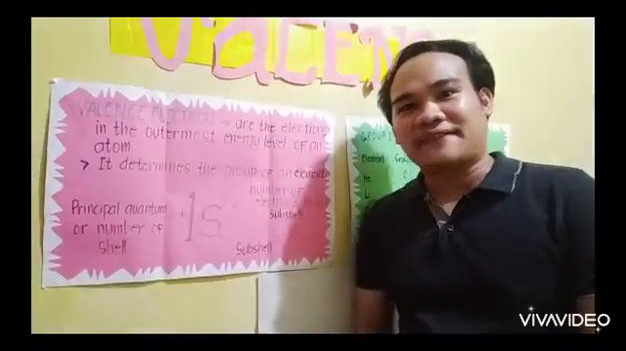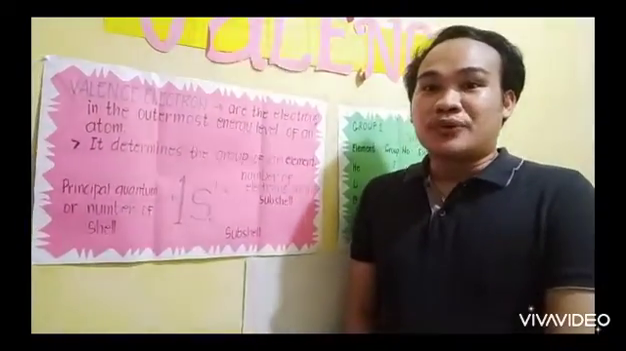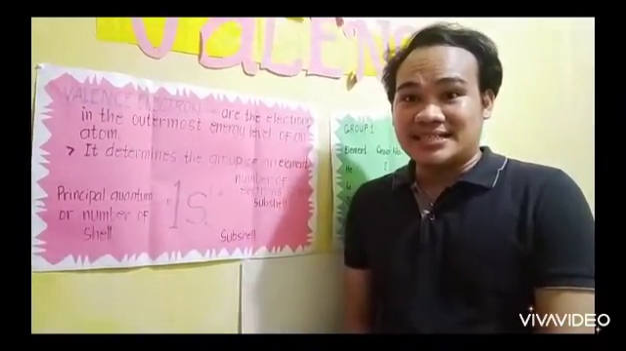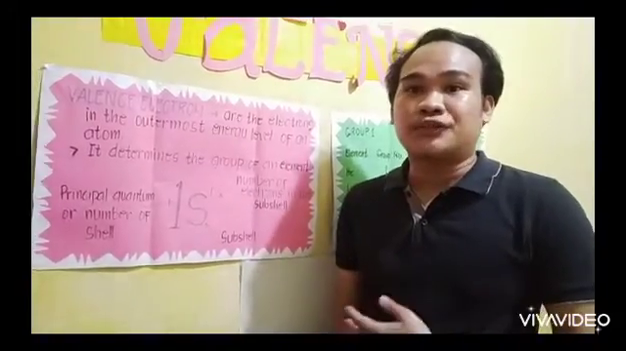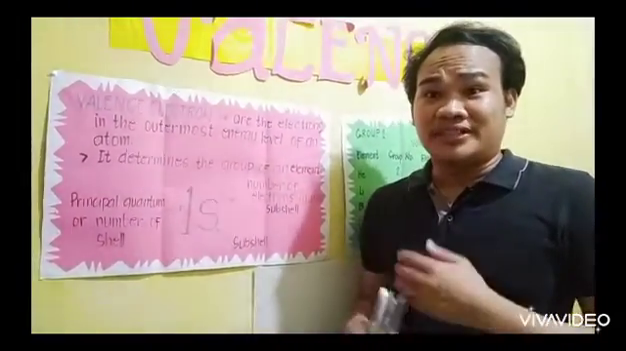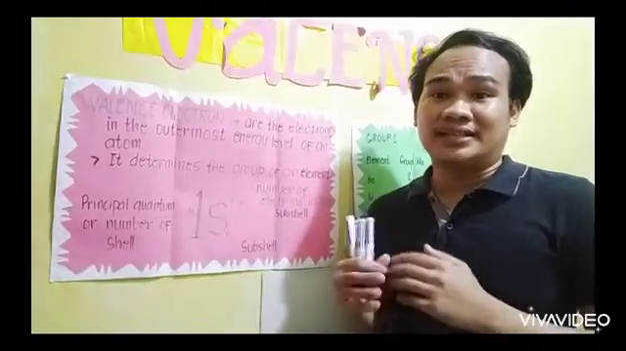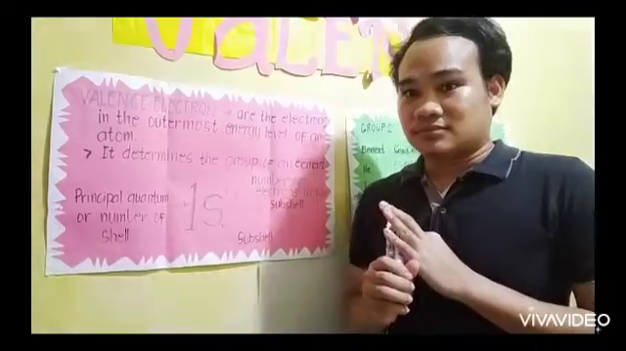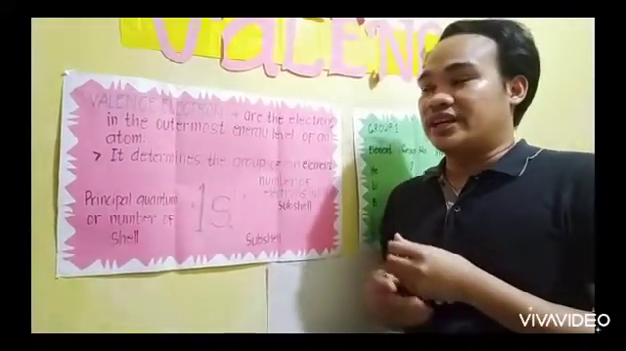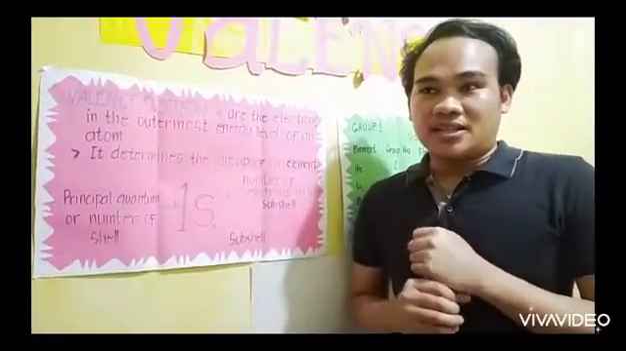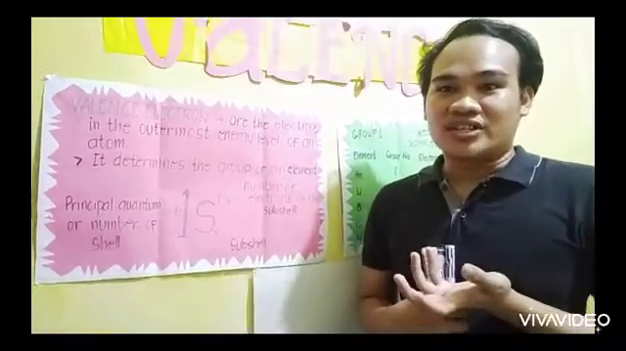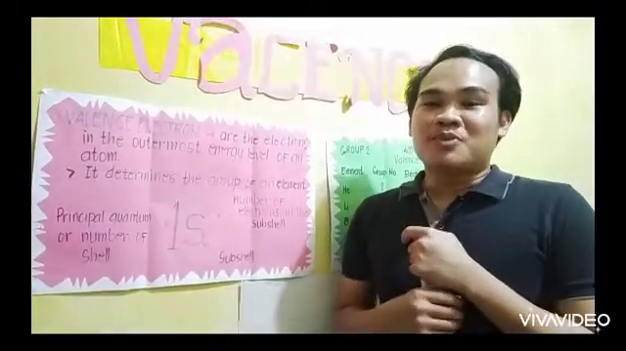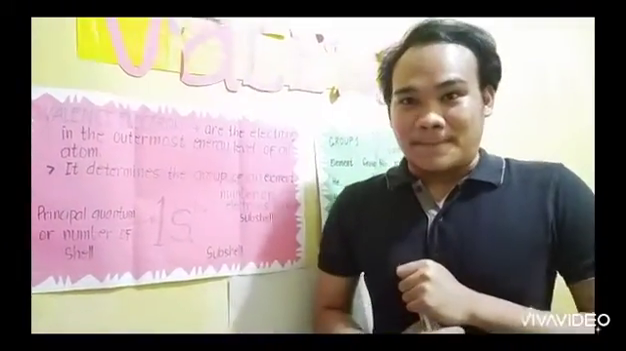When we say valence electron, from the Greek word valentia, it means the capacity to form bonds. Do you still remember the different chemical bonding? We have ionic bond, covalent bond, and metallic bond. Another definition: valence electrons are the electrons in the outermost level of an atom.